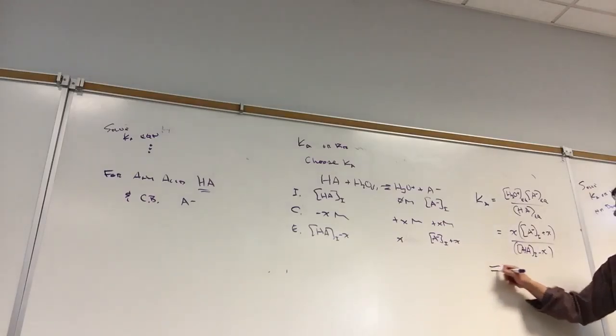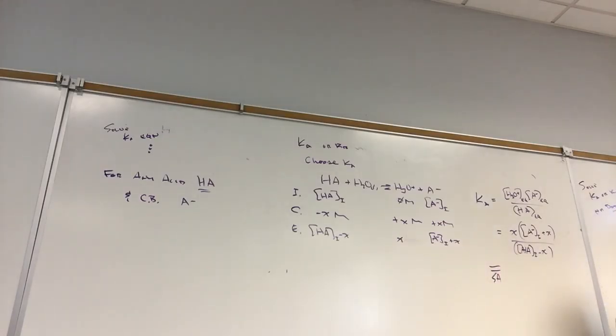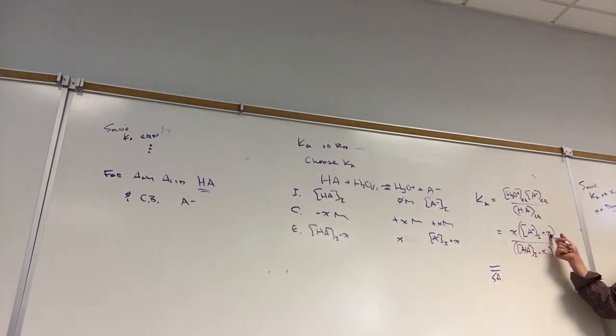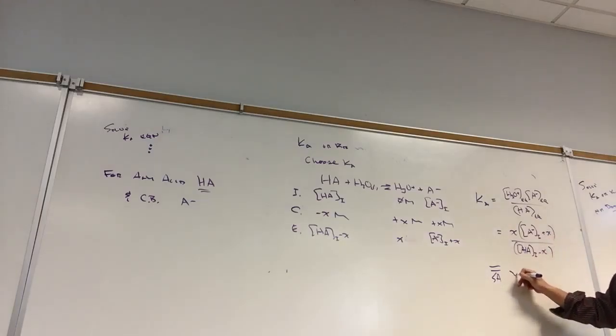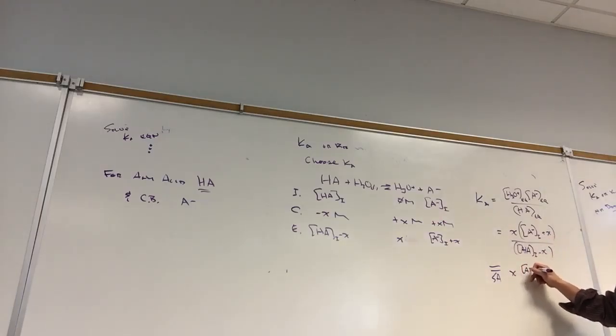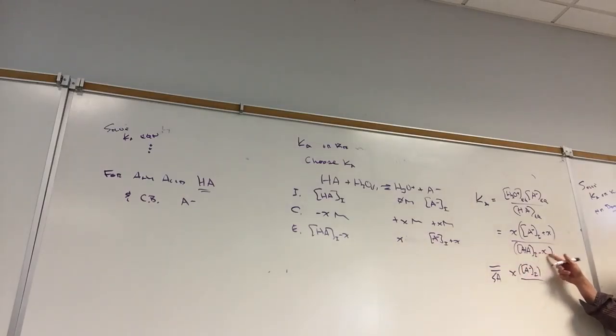Then we just go ahead and use the simplifying assumption. If we use the simplifying assumption, then A minus initial plus X is just equal to A minus initial. So this is going to be X times A minus initial. And HA initial minus X is just going to be HA initial.